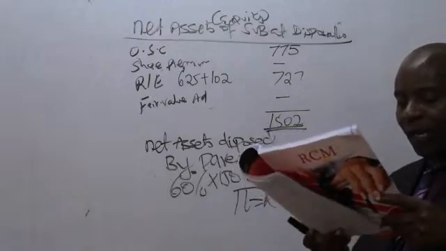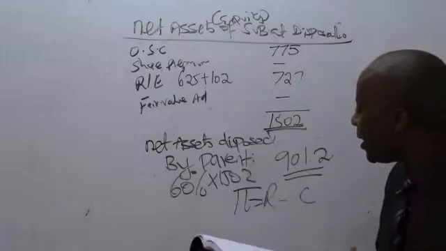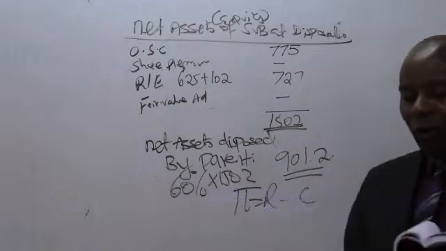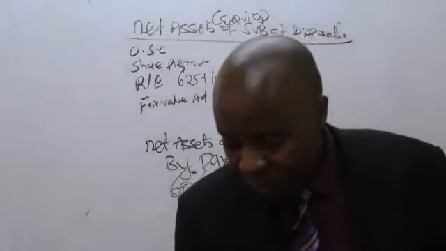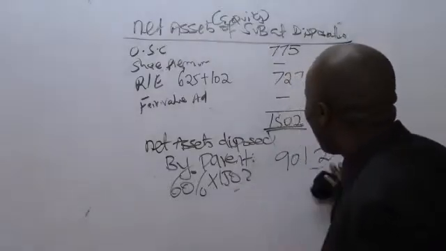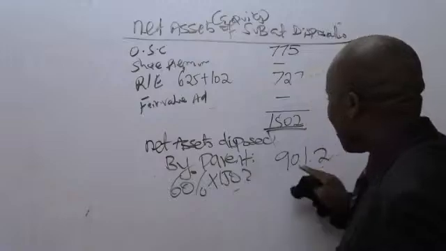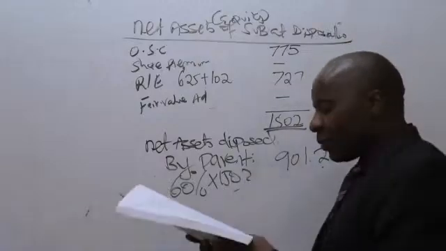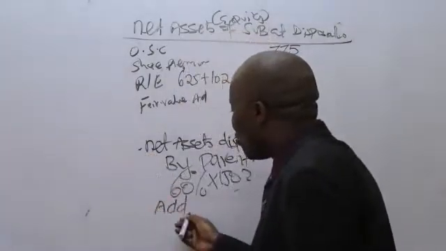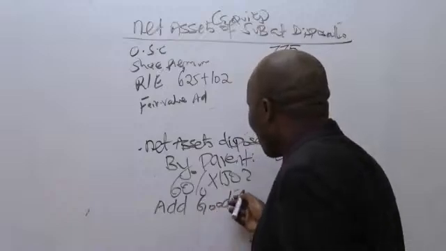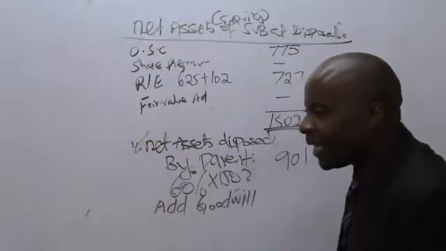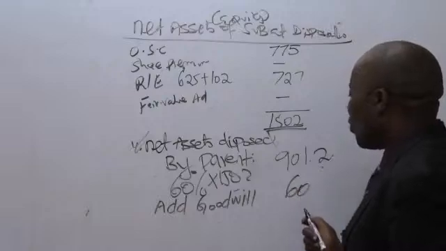We have here the net assets in this case disposed by the parent. You got 901.2. Remember that these guys also, before I go to the profit, is revenue minus cost, had an asset that has not been factored in here. These guys had an asset we call goodwill. So at the date of disposal, they had a different asset which is not here, worth 60.